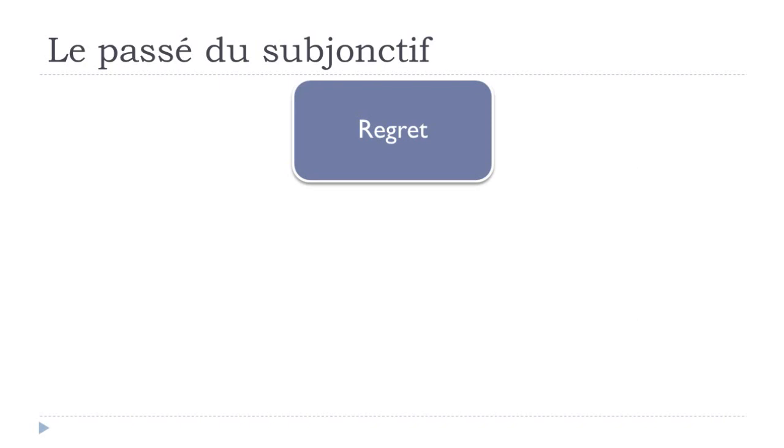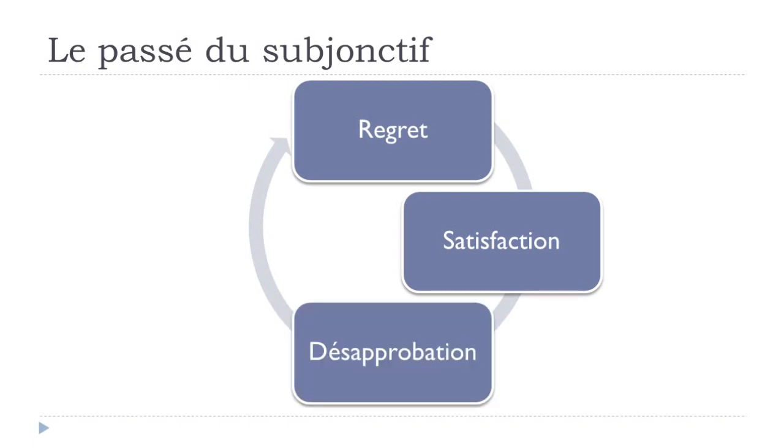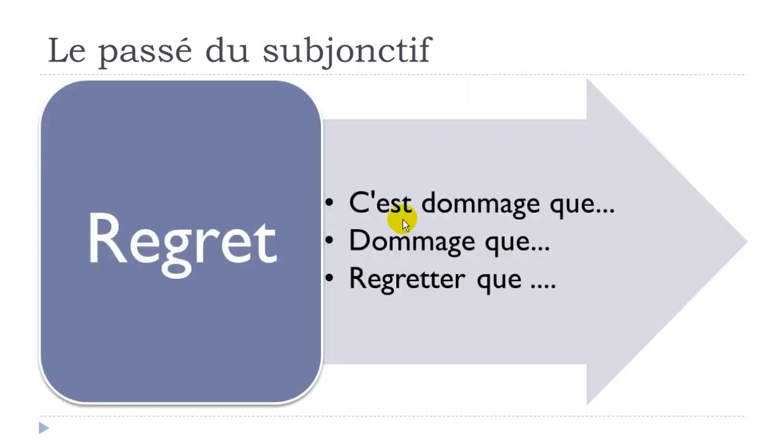And so remember that we will use this passé du subjonctif to express, of course, something that happened in the past, but then the expression of le regret, la satisfaction, la désapprobation, and la surprise. Okay, so if you want to express this regret, satisfaction, désapprobation could be translated as disapproval, and then surprise. Okay, so the first one, regret. Okay, let's have a look at it. And we've got these structures.